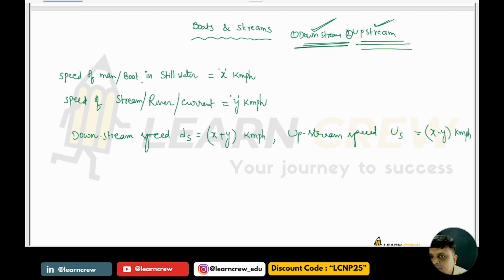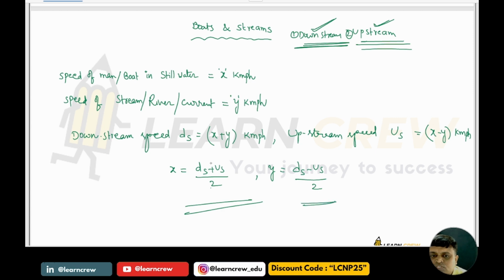When the speed of the man or boat in still water and the speed of the stream, both x and y, are known, DS and US you can find with the formula x plus y and x minus y. Similarly, when DS and US are given, then also you can find x and y. So x is nothing but the speed of the man or boat in still water. It is (DS plus US) by 2. Downstream speed plus upstream speed divided by 2 is x. y is (DS minus US) by 2.